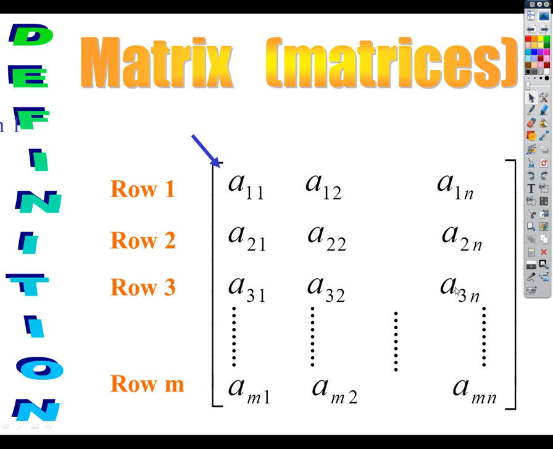The vertically aligned numbers we refer to as columns. And we can have as many columns as we want also. In this case, we have just n. We don't know what that is. It could be 100, it could be 1,000, it could be 1, it could be 3. Who knows? So that's what a matrix looks like.